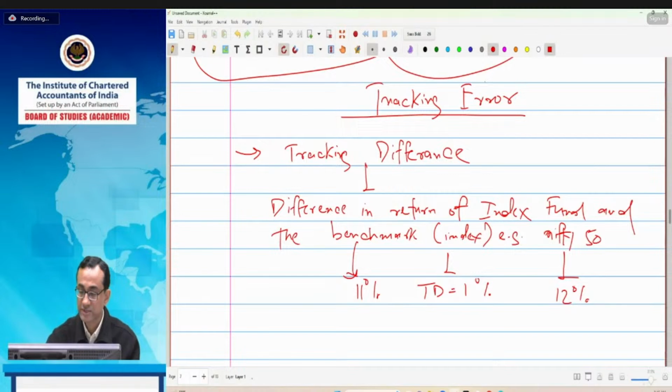So why does this difference occur? The main reason is the expense ratio, because there are certain expenses the mutual fund has to incur while managing the fund, because they have to spend heavily on research and development expenses, consultancy expenses, travel costs. These expenses have to be deducted by the mutual fund manager before giving the return to the investor. That is why the return in the case of index funds is lower in comparison to the benchmark, that is the index, Nifty 50 in this case. There may be other indexes also. So that is what tracking difference is.